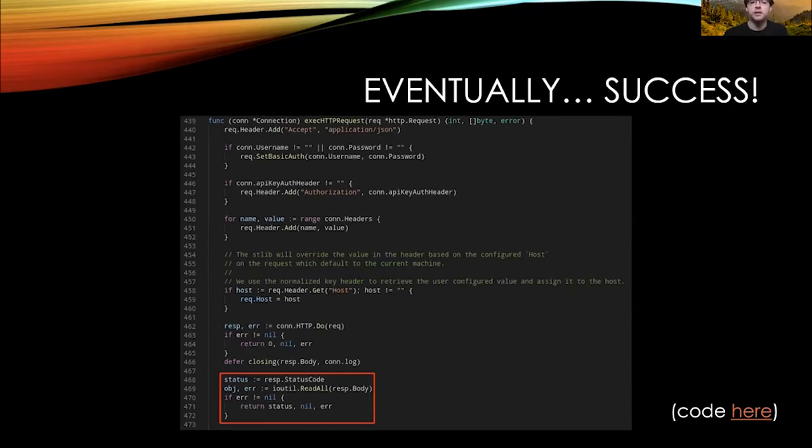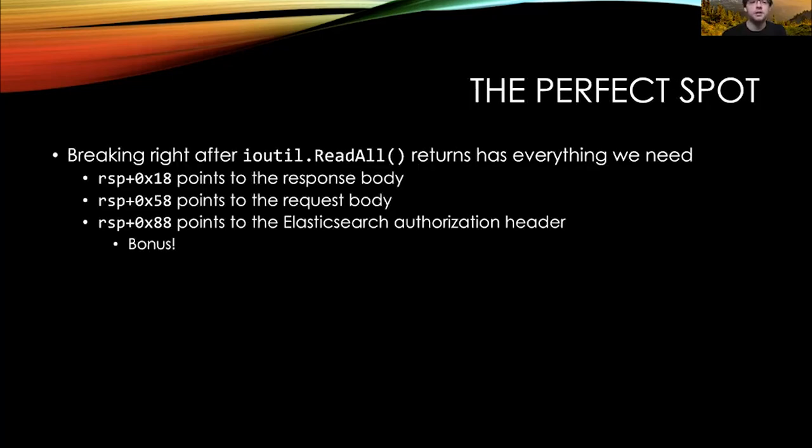The magic place that I found was right after this ioutil.ReadAll function that's being called on line 469. What's happening here is that it's reading the actual bytes from the HTTP response into memory within this function. So I was able to find offsets that have the response body at RSP plus 0x18, the request body at 0x58, and then I found a bonus piece of information, which was the actual authorization header that had the API key. So it could have been possible for me to not even have to grab the Elasticsearch API key from the config. I could have just taken it right out of memory and utilized it.